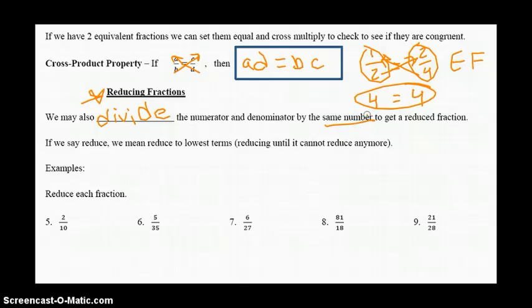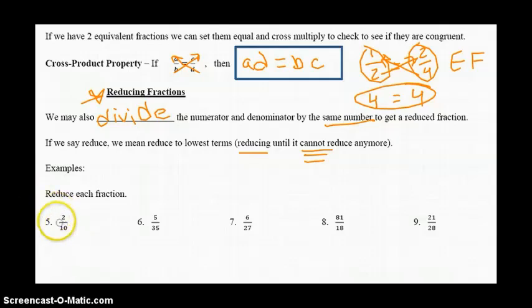If we say reduce, we mean reduce to lowest terms. That means we reduce until we cannot reduce anymore. So I'm always going to be looking for the most reduced form or the simplest form. So let's take a look at some examples to wrap up today. If we look at 2 over 10, we want a number that when we divide 2, we can also divide 10 by. It has to go in evenly.